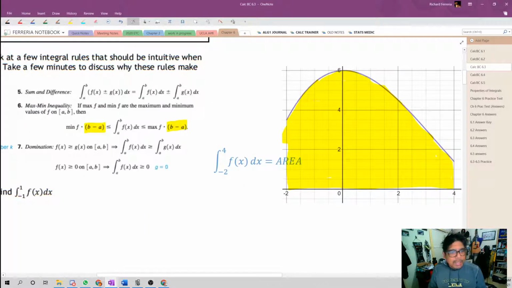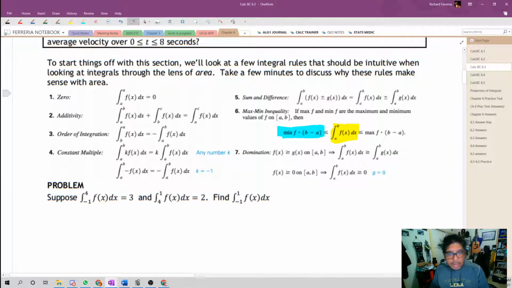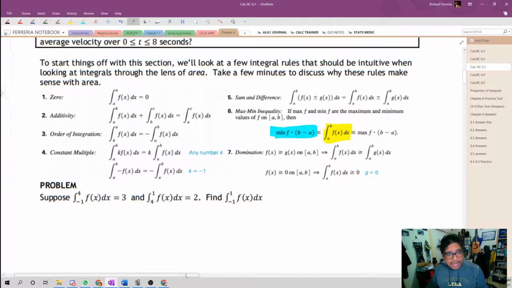The first thing to look at is the integral of f of x from -2 to 4. And I'm just going to pick -2 to 4 as my a and my b here. Now that's going to be this yellow area over here. The next piece of the inequality, the max-min inequality, is this minimum value of f multiplied by b minus a.